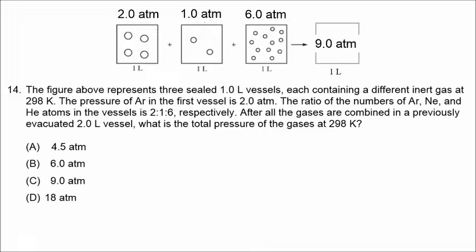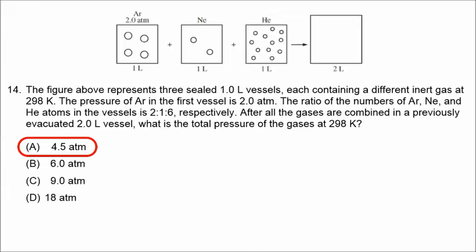But we're not combining them together in a 1 liter container. We're combining them together in a 2 liter container. So is the pressure going to be 9 atmospheres? No. In fact, when you double the volume, you cut the pressure in half. So the correct answer to this question is the pressure will be 4.5 atmospheres.